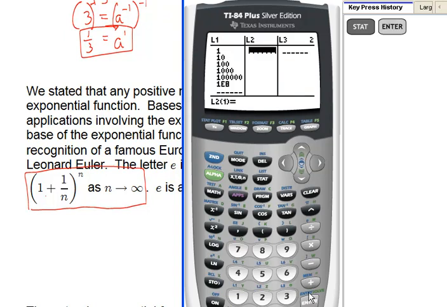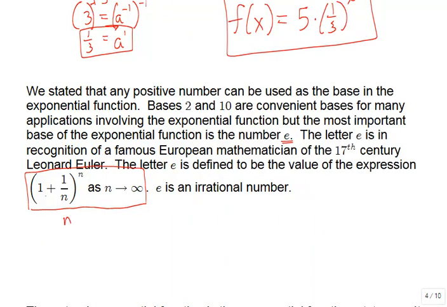And I've done a little bit of prep work here already. I cleared out my lists, and in list 1 I'm creating a list of inputs. These are going to be my n values over here. So I'm going to let n be 1, then I'm going to let n be 10, then 100, 1,000, 100,000, and then 10 to the 8th. So basically, let me go back to my screen over here. What I'm really doing is making a table for what this is going to look like, where n takes on all of these different powers of 10.